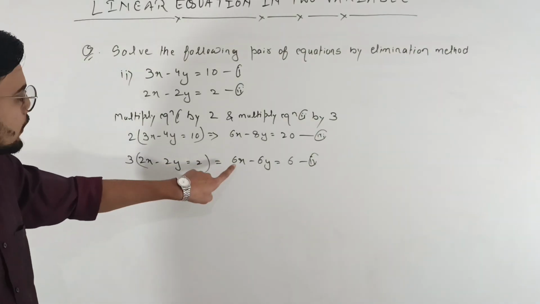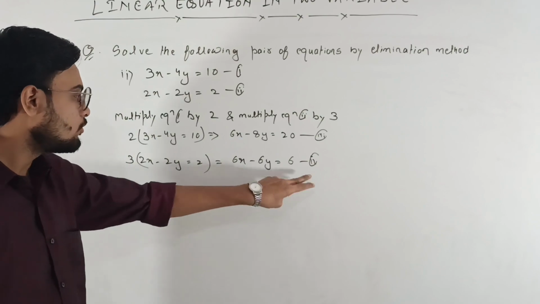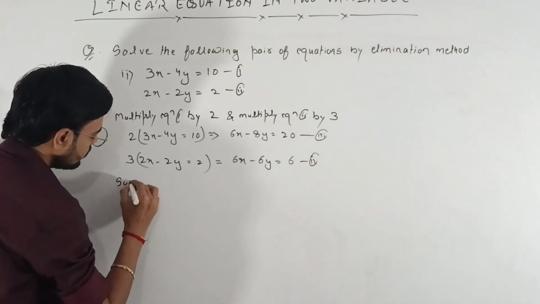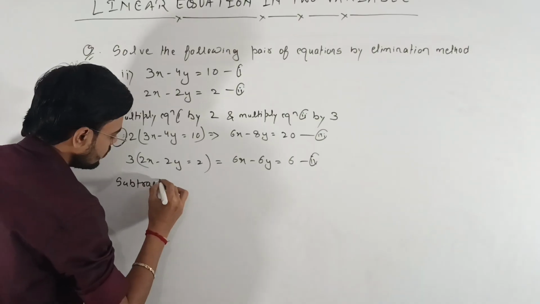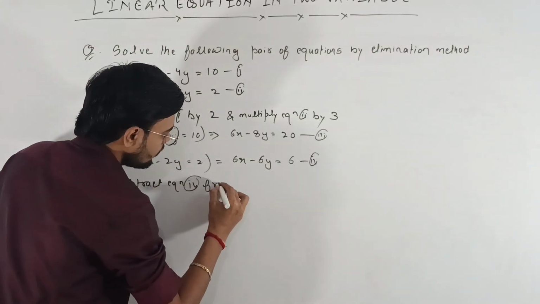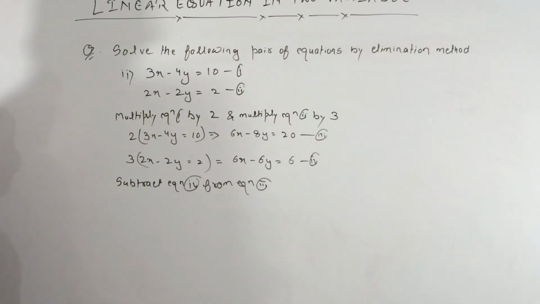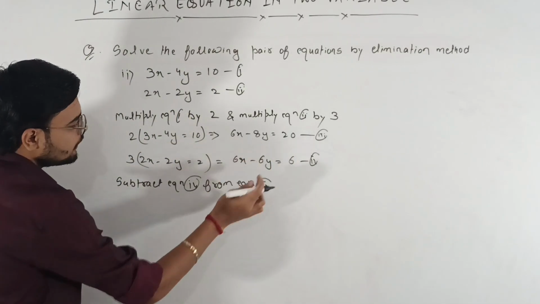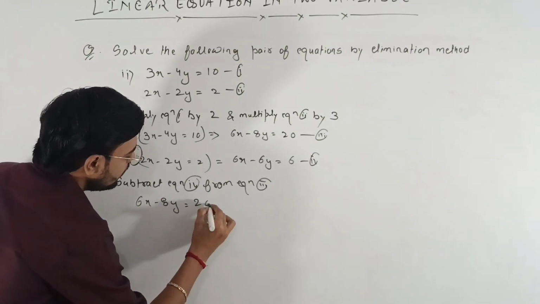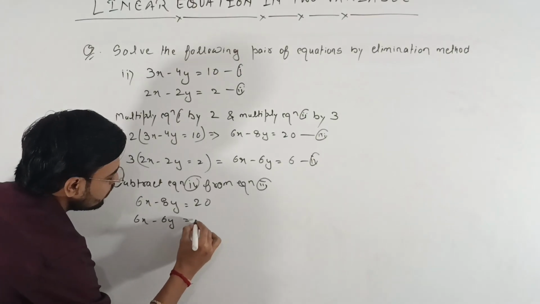Now we have to cancel x. So this is plus 6x, this is plus 6x. Again we have to subtract, so subtract equation 4 from equation 3. So equation 3 minus 4: equation 3 is 6x minus 8y is equal to 20, and equation 4 is 6x minus 6y is equal to 6.